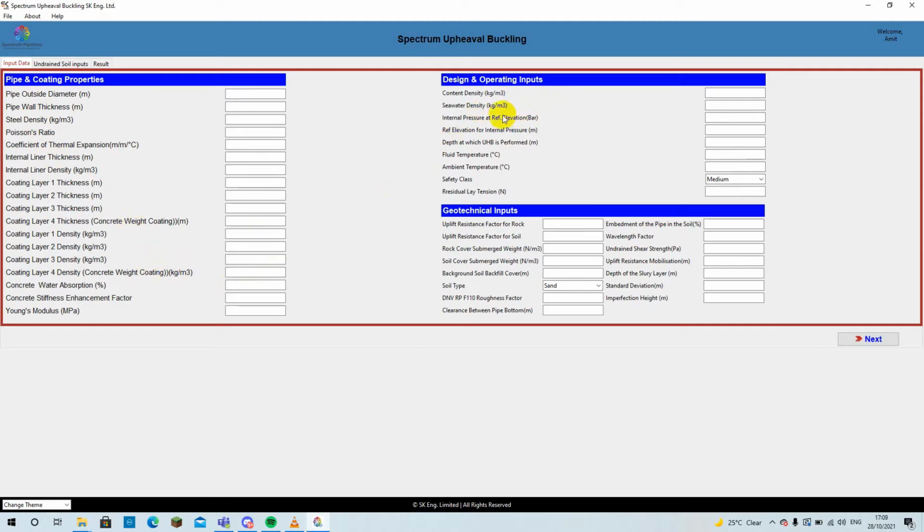These include the pipeline internal pressure, the reference height at which the pressure is measured, fluid temperature, and the water depth at which upheaval buckling needs to be calculated. The ambient seawater temperature, seawater density, safety class, and residual lay tension also need to be inserted.